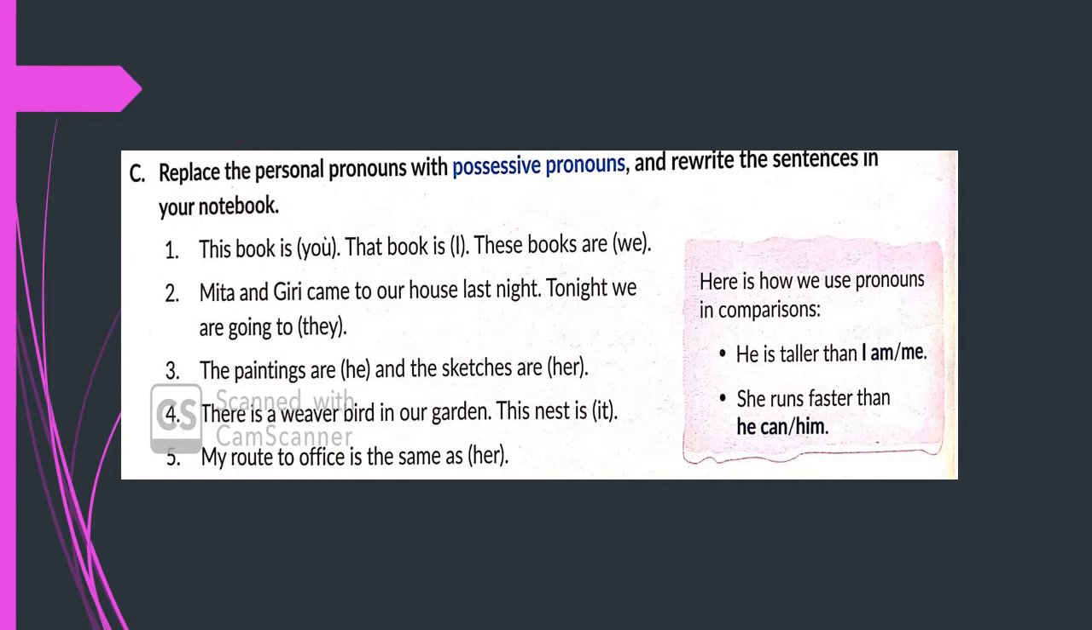The paintings are he and the sketches are her. Again, you have to replace he and her with their possessive pronouns. There is a weaver bird in our garden. This nest is it. You have to make it into a possessive pronoun.